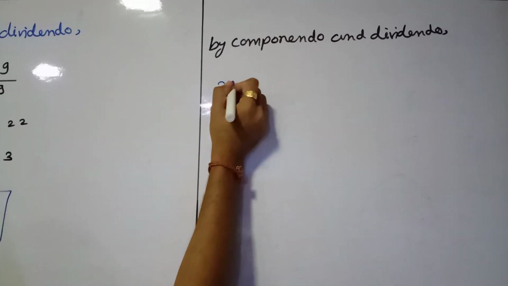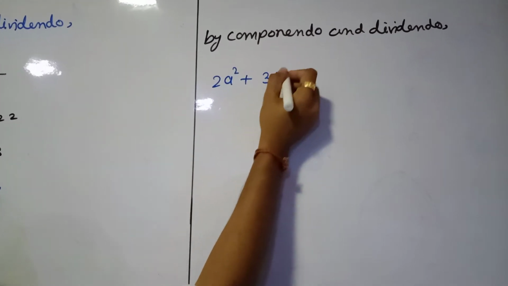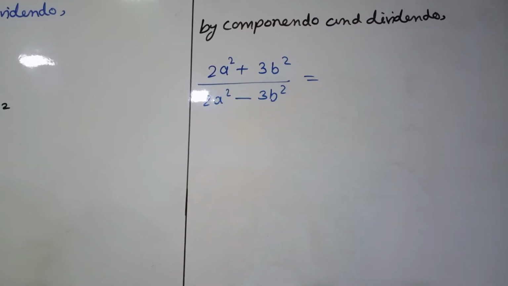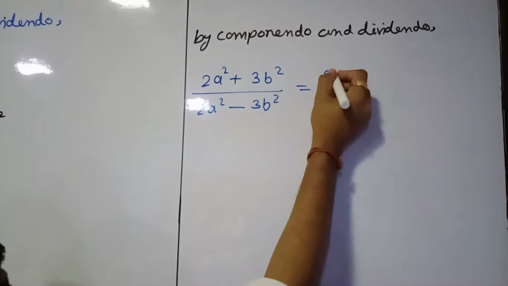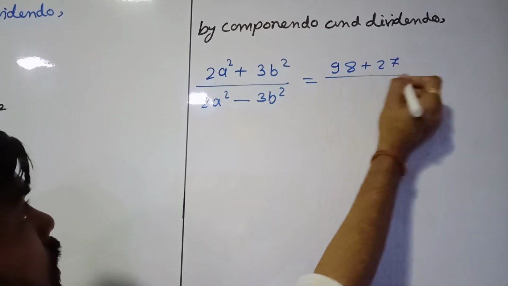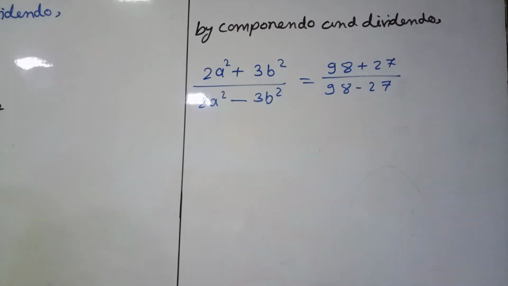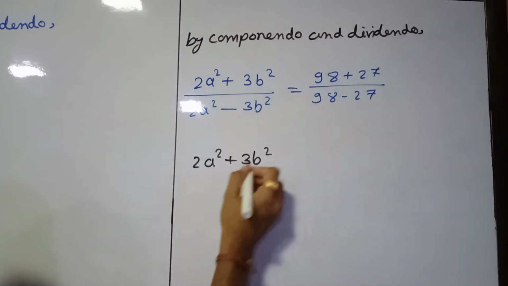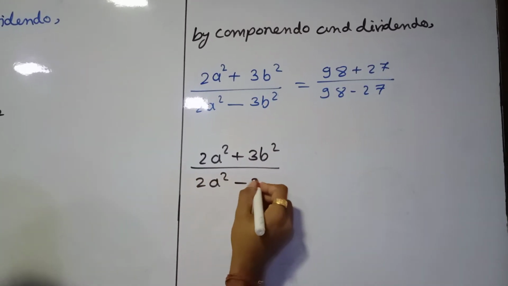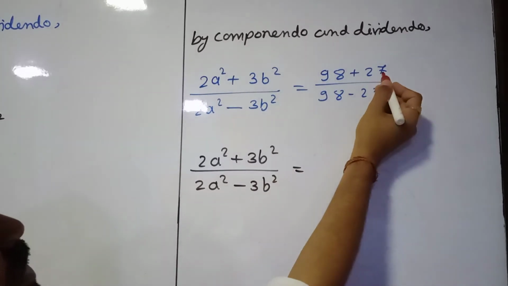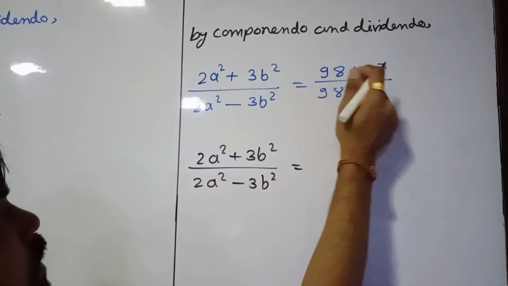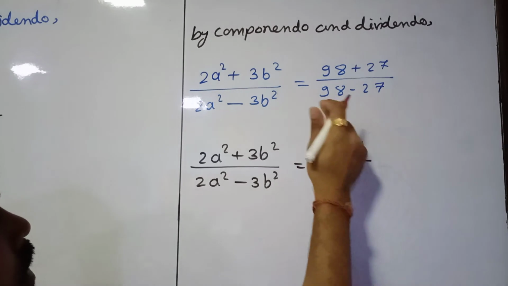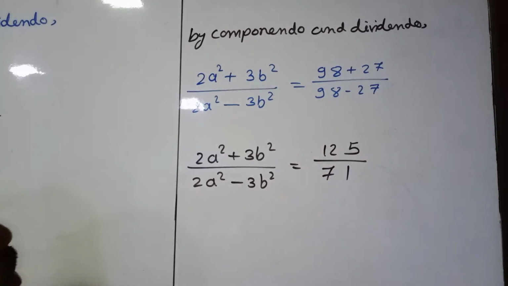2a square plus 3b square upon 2a square minus 3b square is equal to, we have to do the same thing on the right hand side. 98 plus 27, 98 minus 27. In the next line, 2a square plus 3b square upon 2a square minus 3b square is equal to 7 plus 8 is 15, 9 plus 2 is 11, plus 1 is 12, 125. 8 minus 7 is 1, 9 minus 2 is 7. So we are getting 125 upon 71.